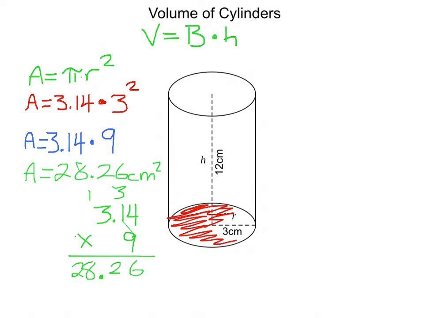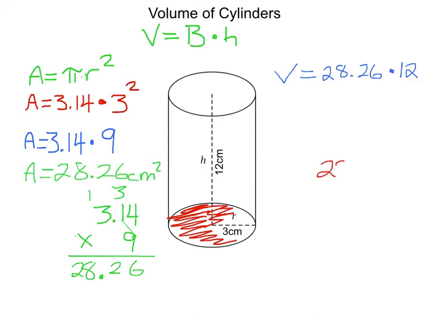Now we're going to use that information and we're going to apply that to the volume of the cylinder. So we're going to use volume equals, and the area of our base, which we just found, was 28.26. So we have 28.26, and we're going to multiply that by the height, which in this case is 12 centimeters. So we need to multiply this together, and that should give us our answer.